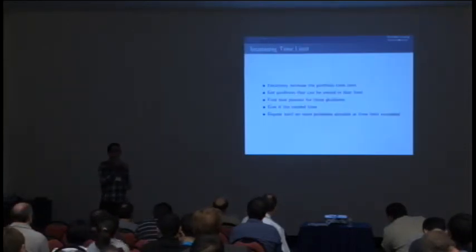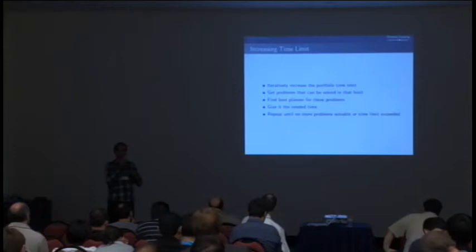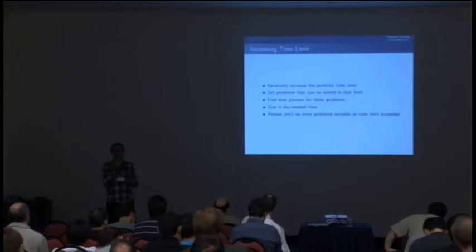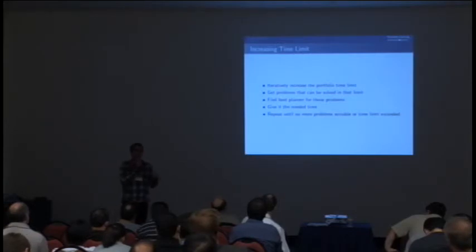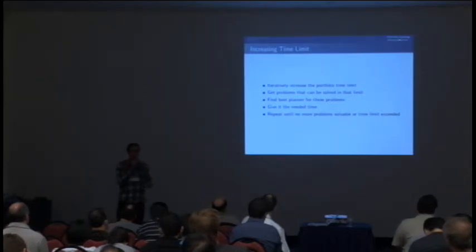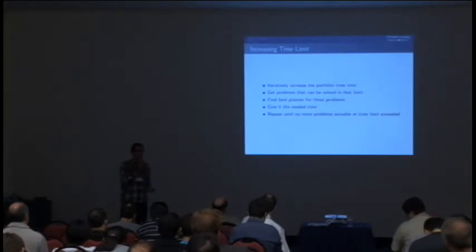Another portfolio generation method is the increasing time limit generator, where we initially set the time limit to zero, then raise it iteratively and find the problems that can be solved in that time limit. So we set it to 5 seconds, see which problems can be solved, then find the planner that solves these problems fastest, and give it the time it needs to solve these problems, and then we repeat this procedure. We do this until no more problems can be solved anymore, or until the time limit is exceeded.